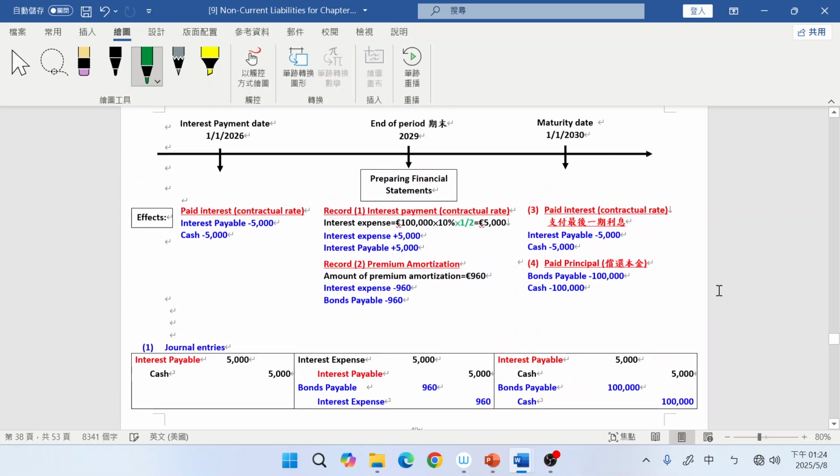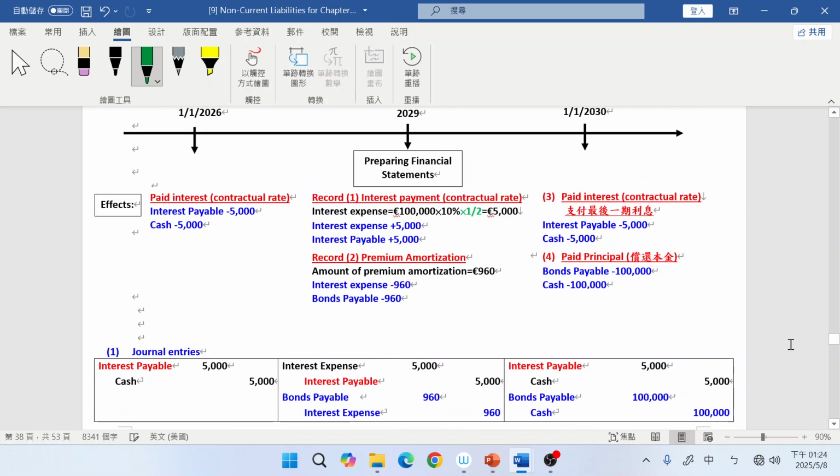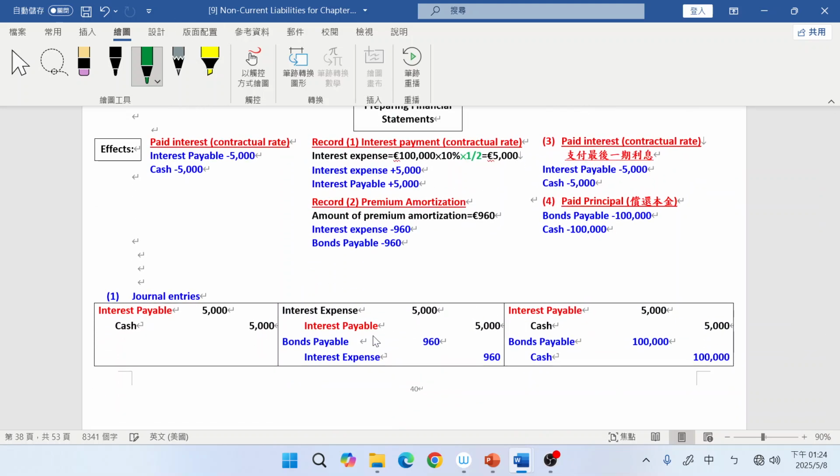But here, we want to tell you about your maturity date, okay? Always, some of you will forget, for the maturity date, when you prepare your principal, you still have to pay what? Interest for the last time. When we pay principal, you have to pay the last interest, right? So paid interest for the last time.